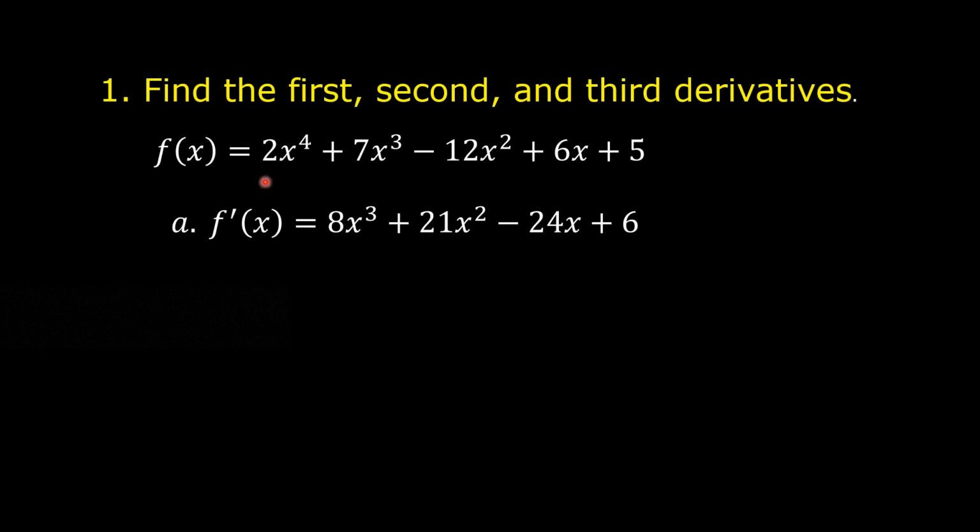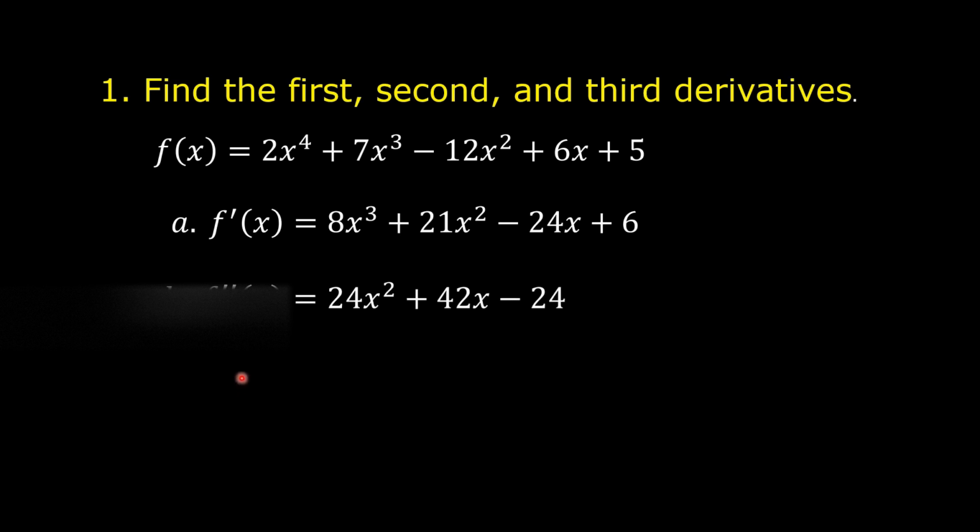Using the power rule for derivatives, we get f prime of x is equal to 8x cubed plus 21x squared minus 24x plus 6. The derivative of 5 being constant is 0. And then for the second derivative, find the derivative of the first derivative.